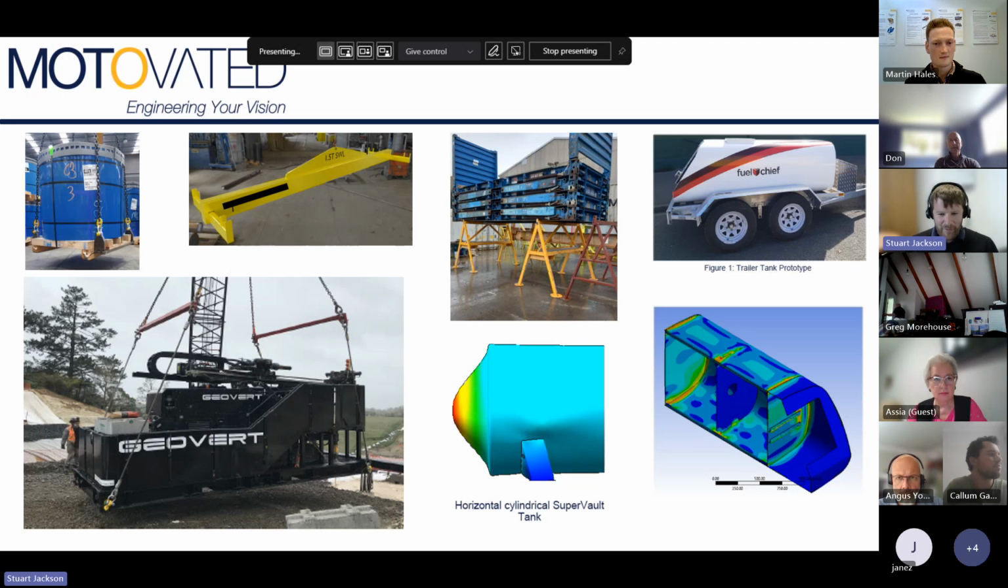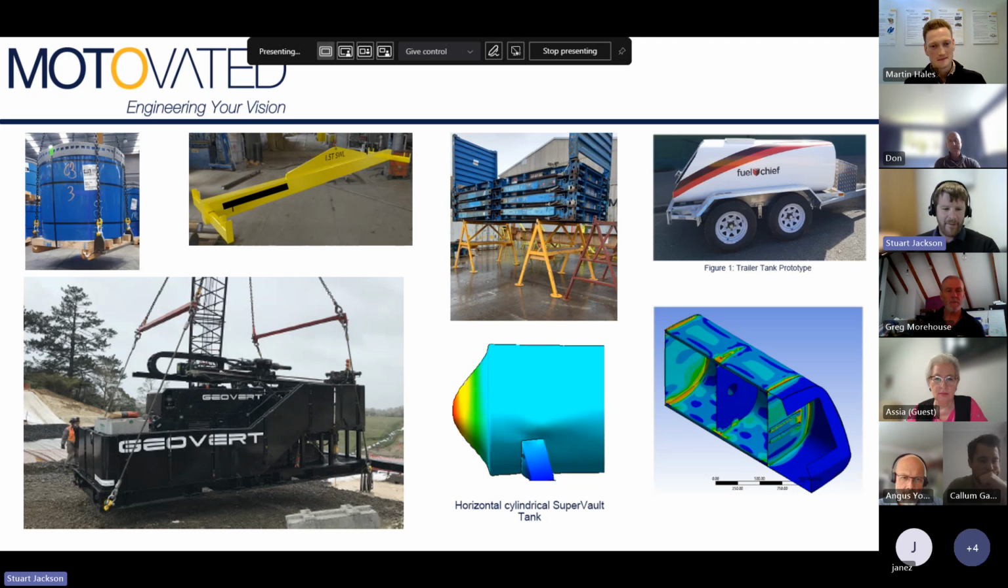That horizontal cylindrical supervolt tank, you can see that is a well and truly exaggerated displacement plot. They don't actually look like that when they see some load. They are very, very stiff. And of course, the main image there is actually a Geovert crane lifted work platform.